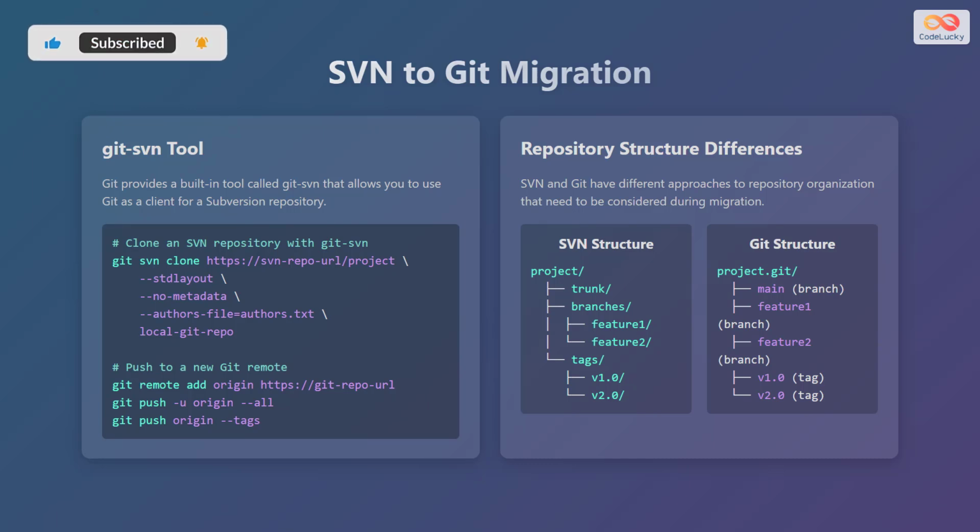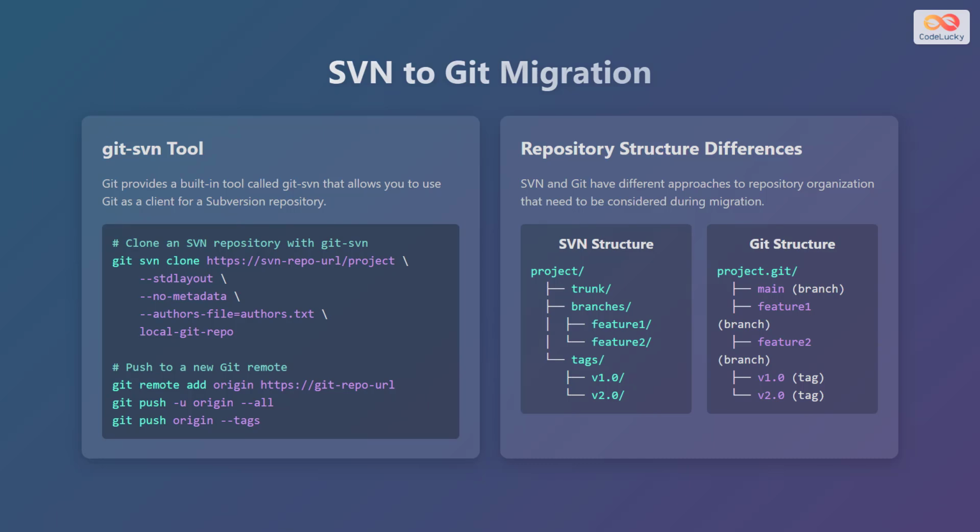To push to a new Git remote, use the command git remote add origin, then the universal resource locator of the Git repository. Then git push -u origin --all. Finally, git push origin --tags.